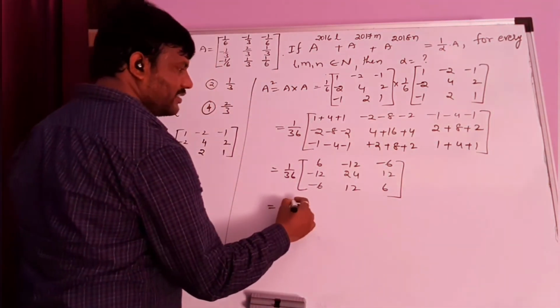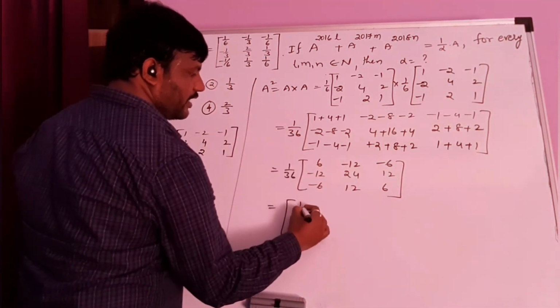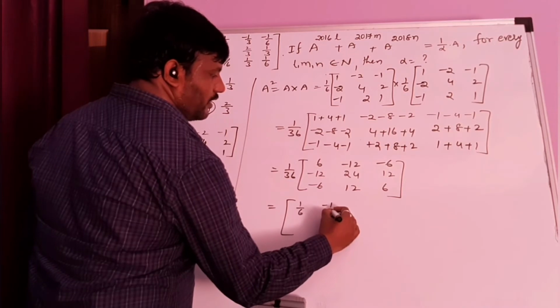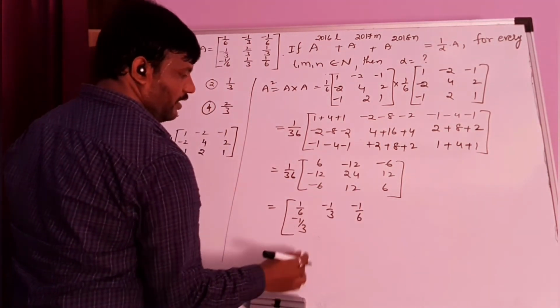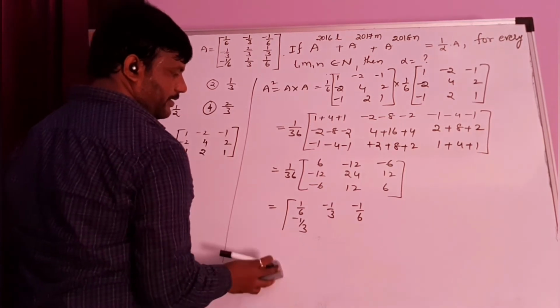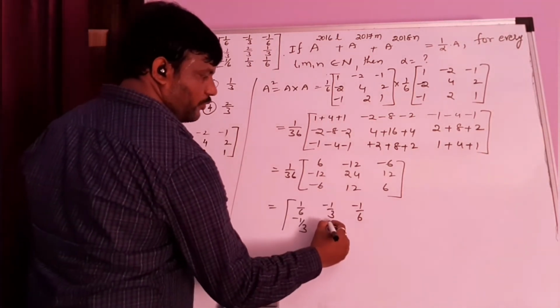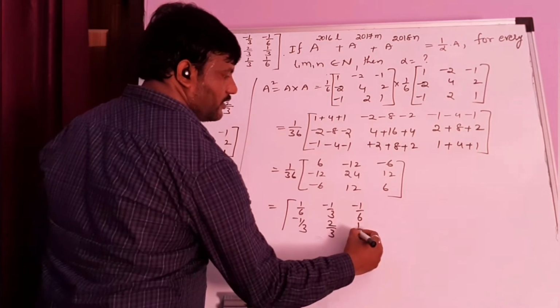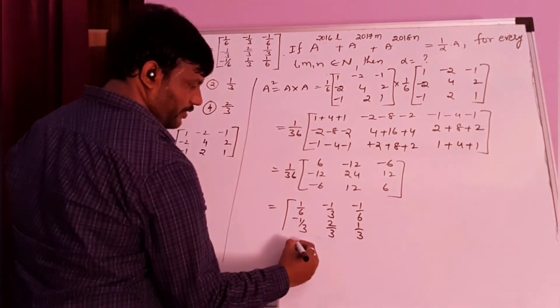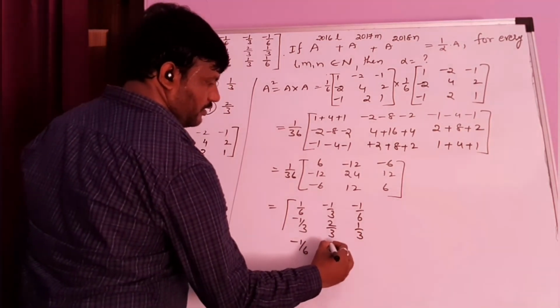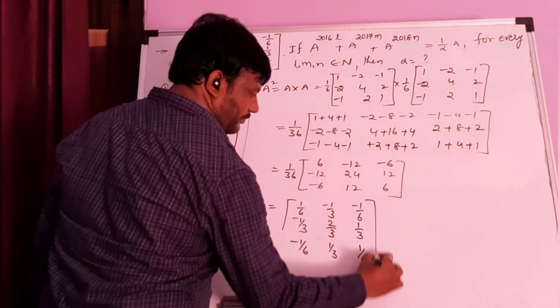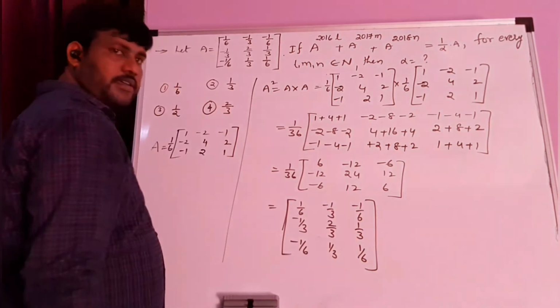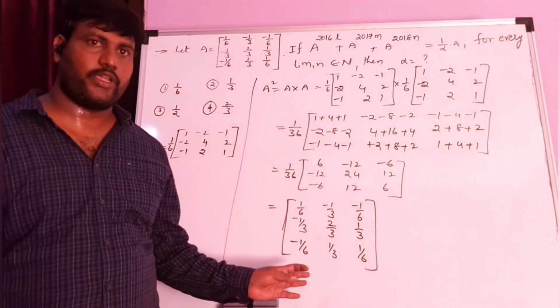Okay, now take 36 inside. 6 by 36 is equal to 1 by 6. 12 ones are 12, 3 sixes are 6 ones are 6, 12 ones are 12. Next, 24 by 36 means 12 twos are 24, 12 threes are 36. 6 by 36 means minus 1 by 6. 12 by 36 means 1 by 3, 1 by 6. Okay, so this is how you get the multiplication.